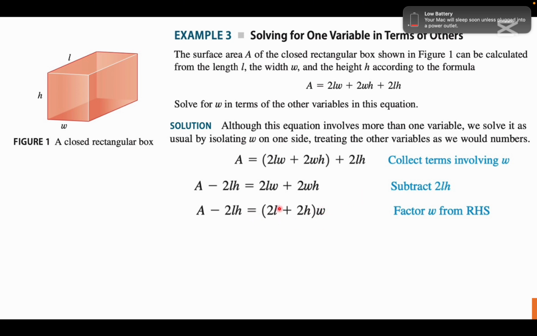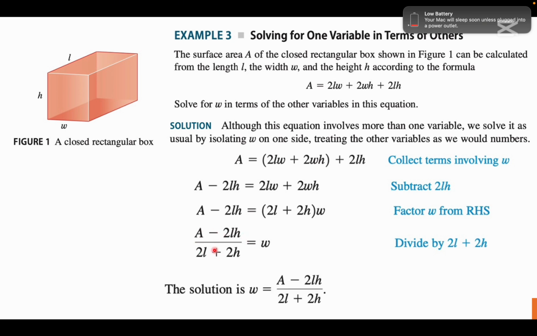How do I solve for W? Well, because what we have here is W times this, inverse of multiplication is division. So that means we're going to have to divide both sides by 2L plus 2H. So basically by what we have inside the parentheses, and that will give you W equals this. So the solution is W equals all this right here.